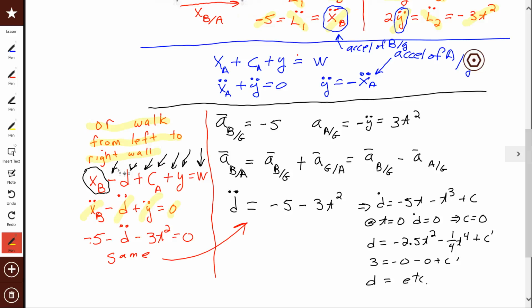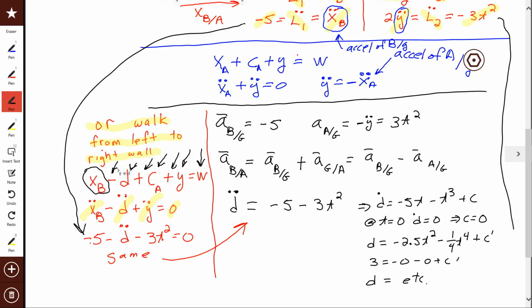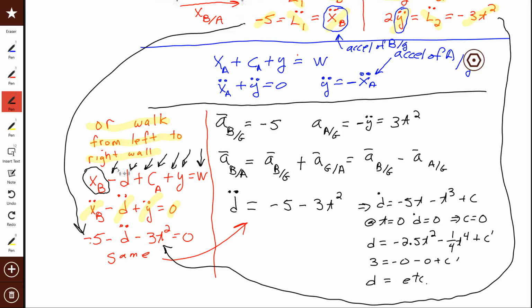So this is an equation that will relate the D to the other values. So what is XB double dot? Well, from up here, I know that XB double dot is minus 5. What is Y double dot? Well, Y double dot is negative 3t squared. So I put those values in, and I solve for D double dot. D double dot ends up being this value right over here.